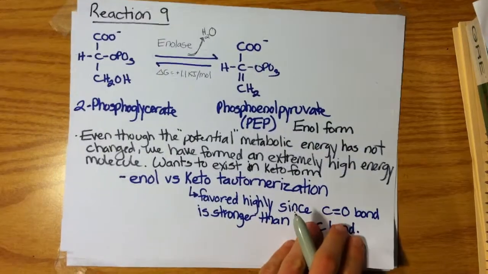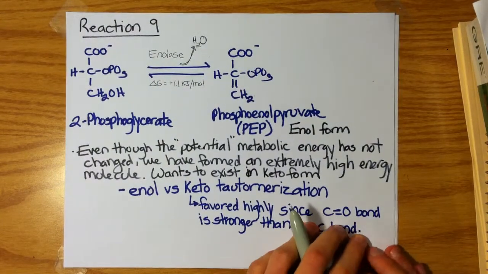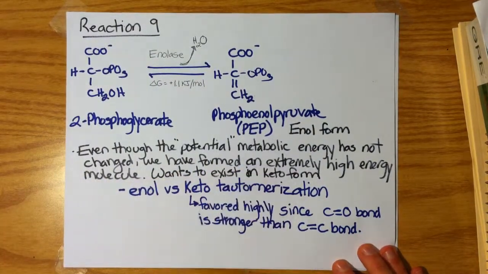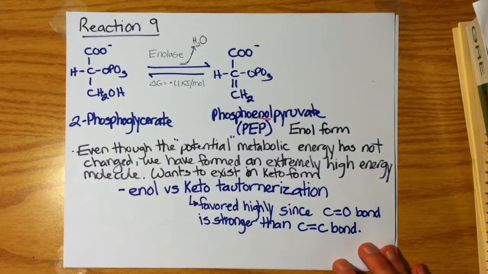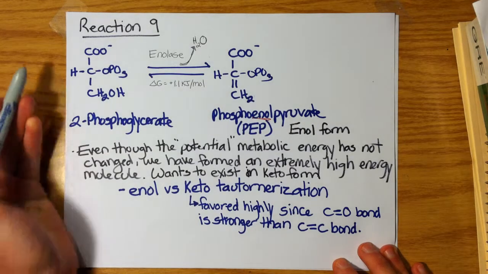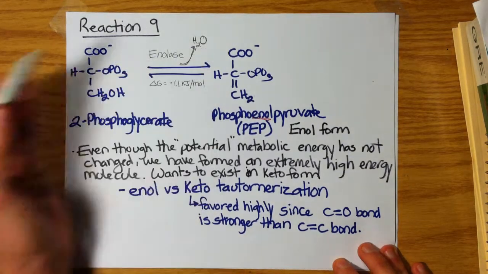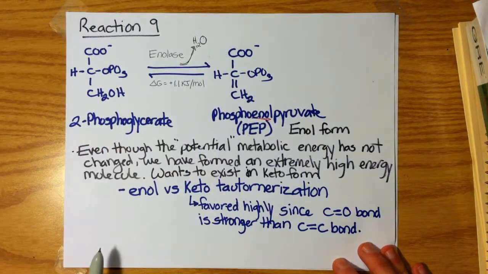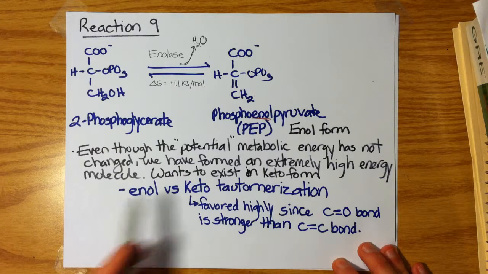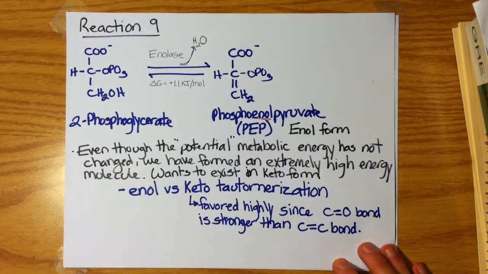And in reaction 9, we're doing exactly that. Conversion of 2-phosphoglycerate into phosphoenolpyruvate, the enol form of pyruvate, converted by enolase. We lose some water. Again, the delta G is close to 0. Phosphoenolpyruvate is also commonly called PEP, P-E-P. And we're doing exactly as I stated before.